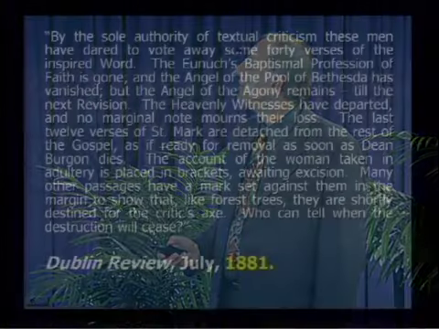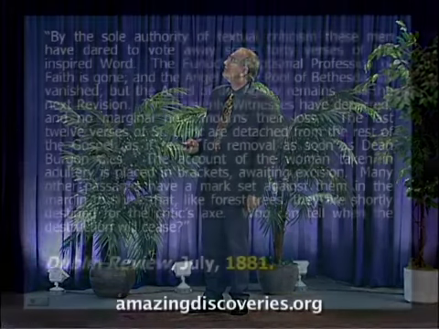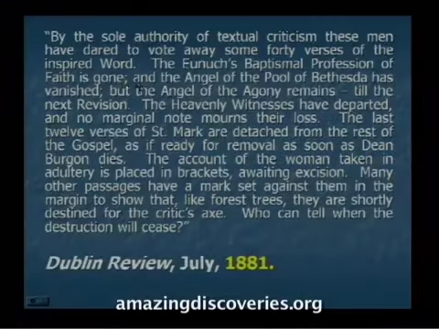Dublin Review, 1881. By the sole authority of textual criticism, not in other words by the word itself, not what it says, but by textual criticism, these men have dared to vote away some 40 verses of the inspired word. This was early. Now, as you see, hundreds of verses are affected. The eunuch's baptismal profession of faith is gone, and the angel of the pool of Bethesda has vanished, but the angel of the agony remains. Till the next revision, the heavenly witnesses have departed, and no marginal note mourns their loss.